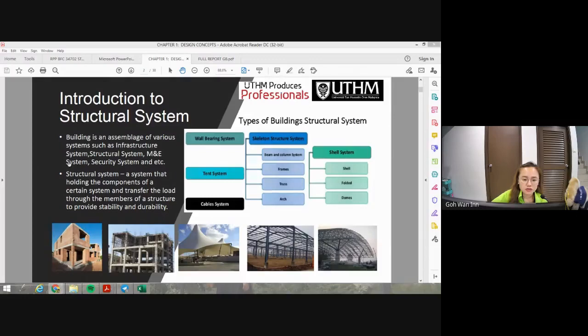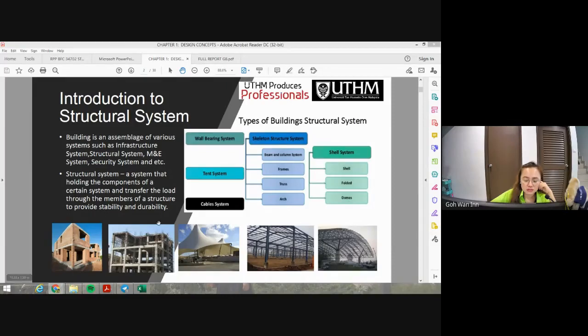Okay, so we continue. A structural system is a system that holds the components of a certain system and transfers the loads through the members of a structure to provide stability and durability. This is an example of the types of building structural systems: the wall bearing system, tent system, cable system, and skeleton structure system. For this subject, we will focus on the skeleton structure system, which has beam and column systems, frame, truss, and arch. And for the shell system, you have shells, folded plates, and domes.